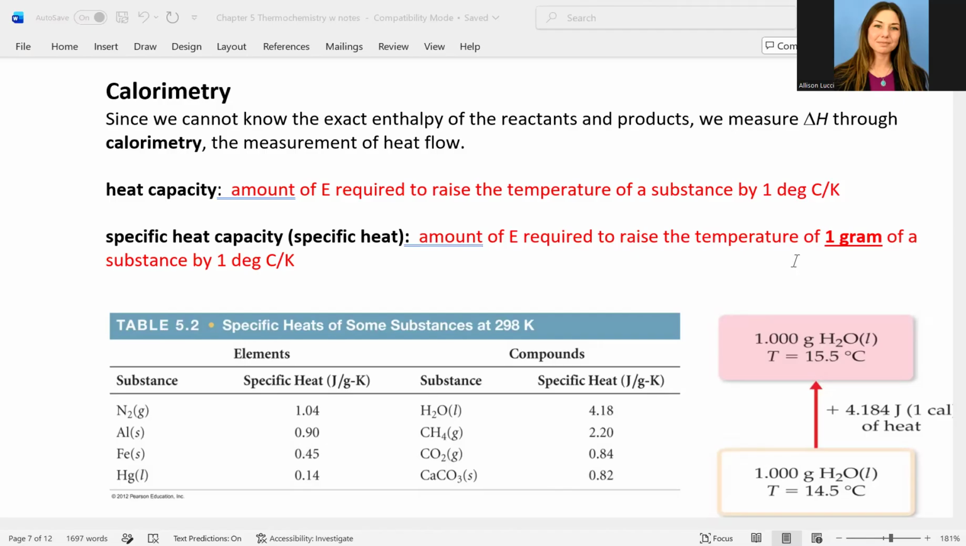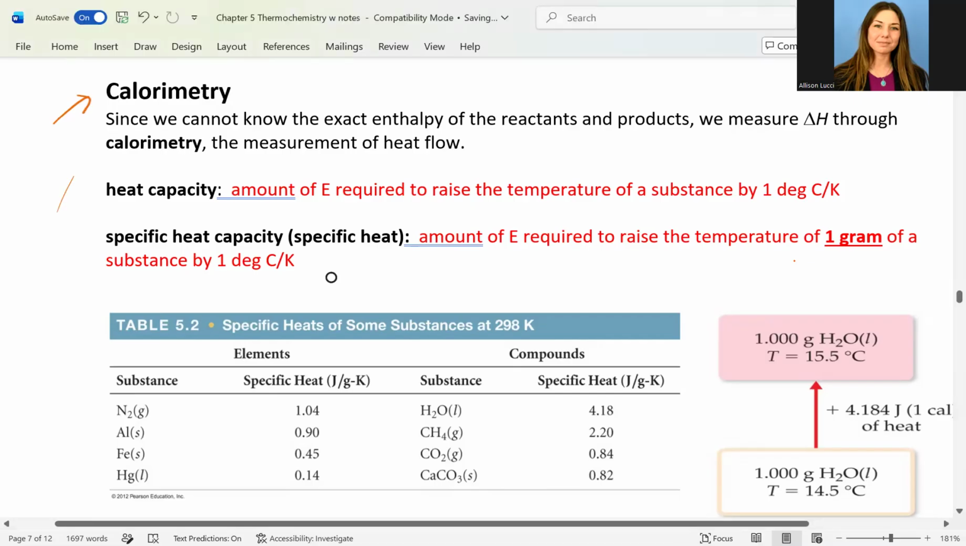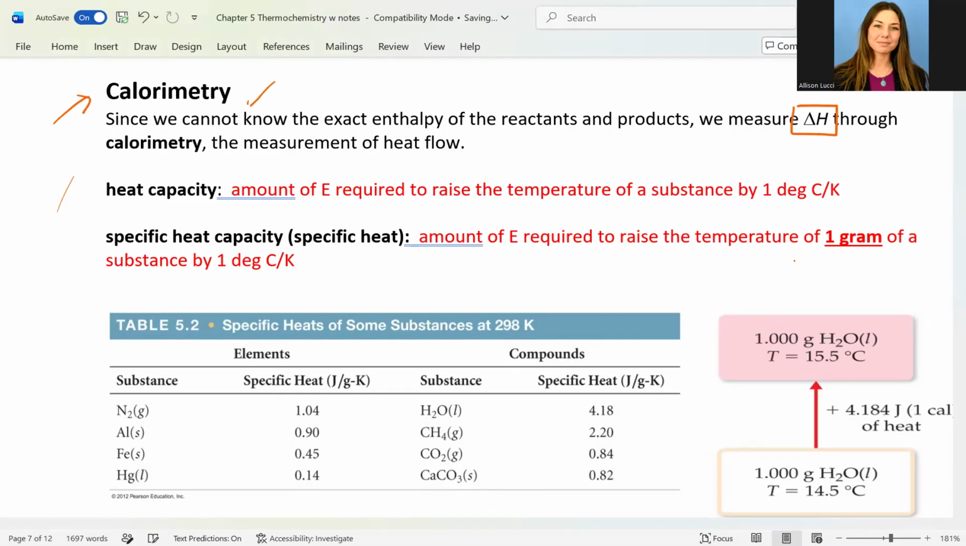In this video, we're going to review what is called calorimetry. This term, calorimetry, is a method that is used to measure the enthalpy change of a reaction. And this is noted because we cannot know the exact enthalpy of the reactants and products. So instead, we measure the change. And this is done using calorimetry, through measuring a change in temperature. So we're going to see this delta T as part of a calorimetry equation.